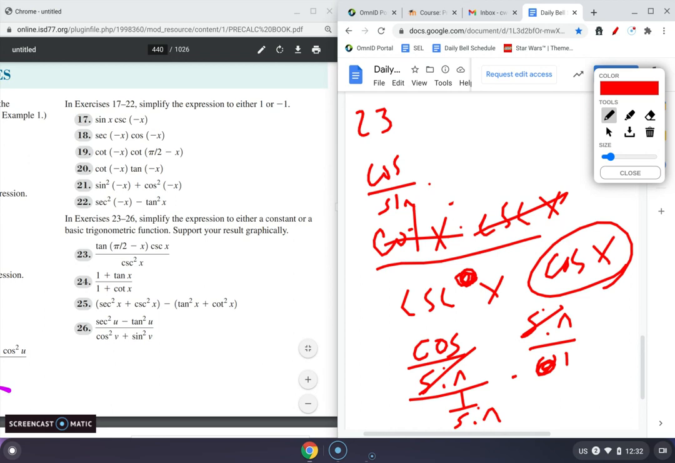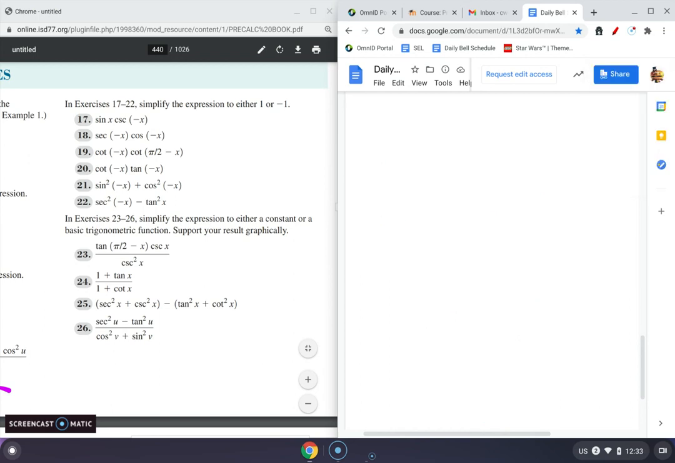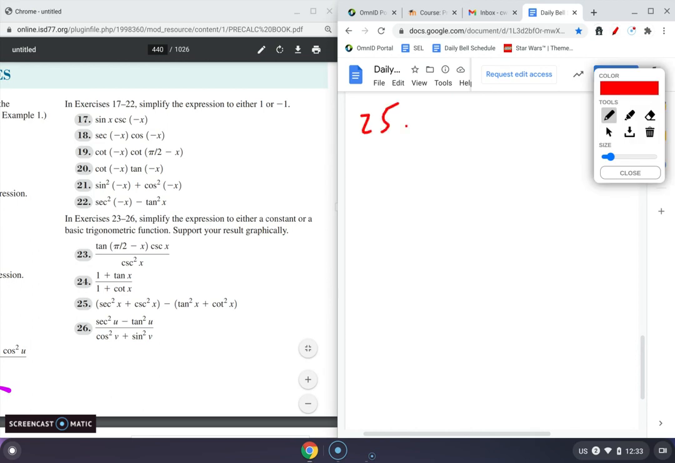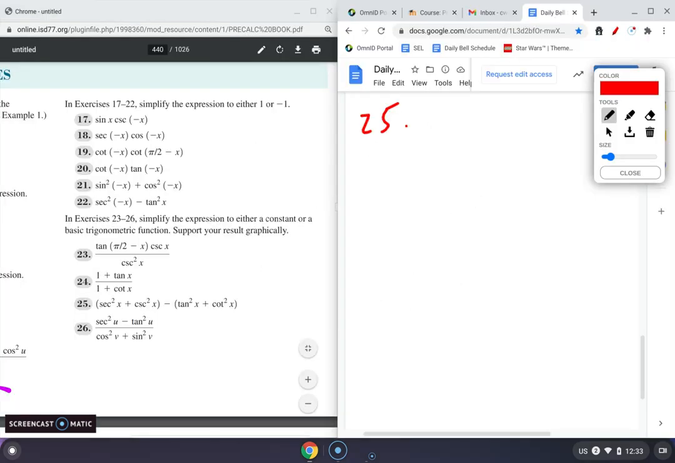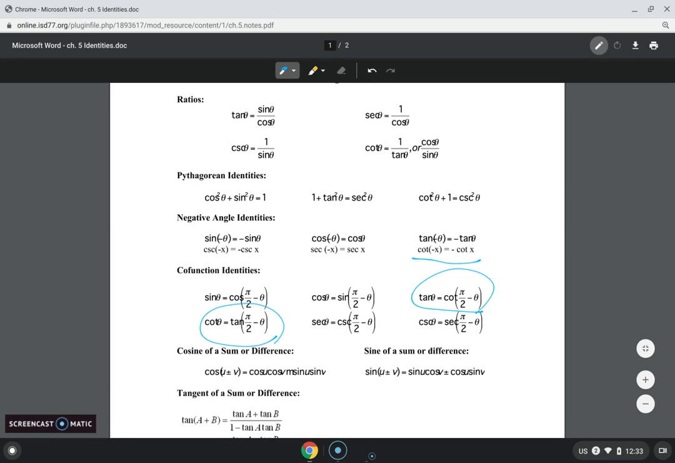Let's do 25. All right. 25. Secant squared plus cosecant squared. Well, let's go look here and see if that shows up as a Pythagorean. Secant squared plus cosecant squared. That doesn't show up.